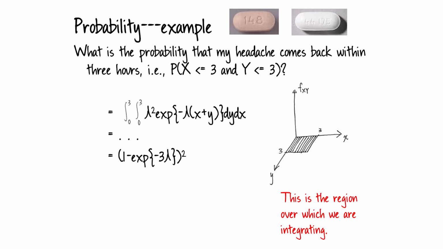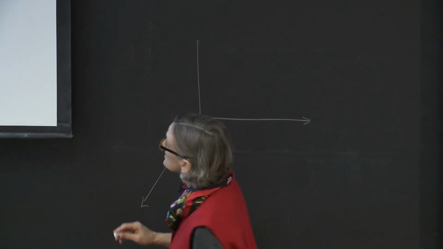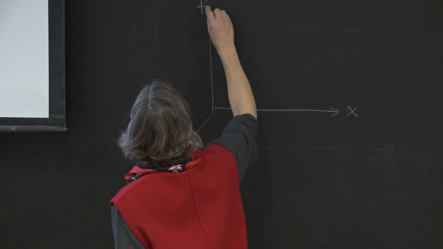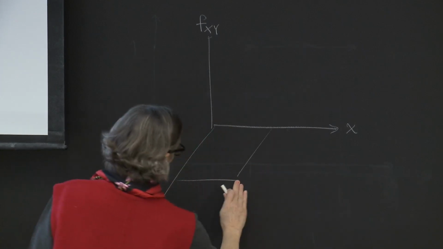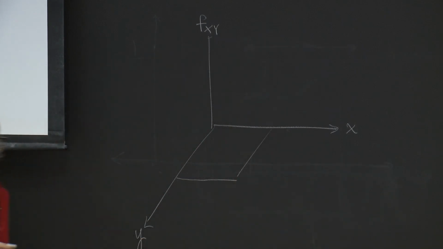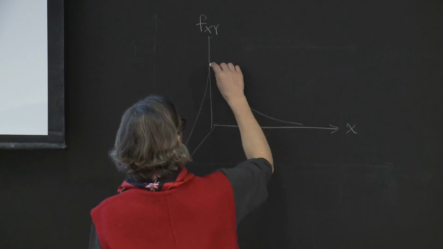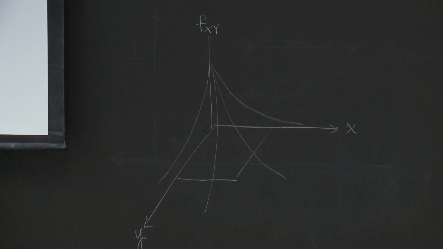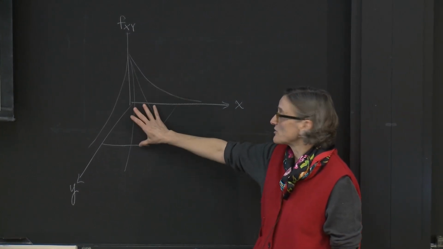So if I wanted to draw, I'm not sure if I can do this in a very useful way, but let me give it a shot. I have x over here and y over here, and then I have f sub xy here. And this is the region over which we're integrating. The surface looks something like this. I'm not sure how useful that is. And what we want to do, to calculate the probability, is just integrate this surface over this area.